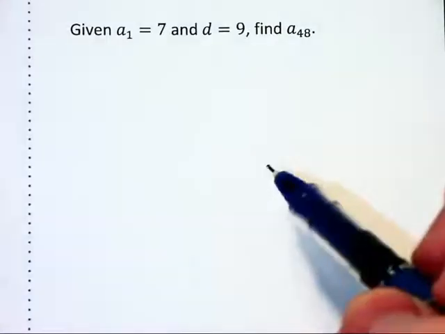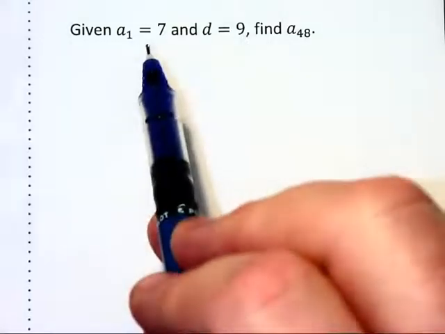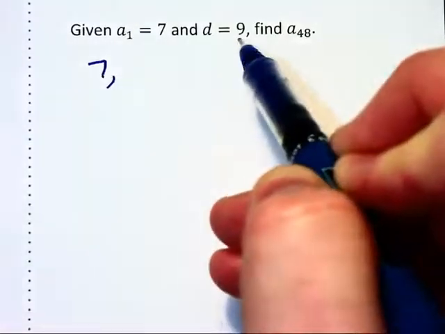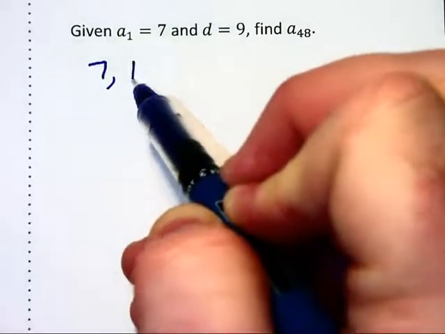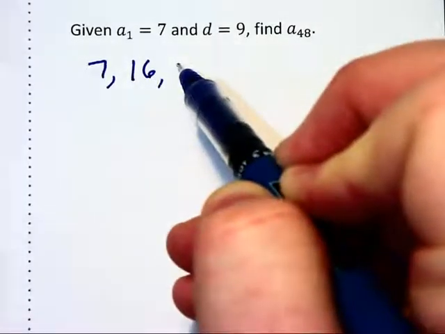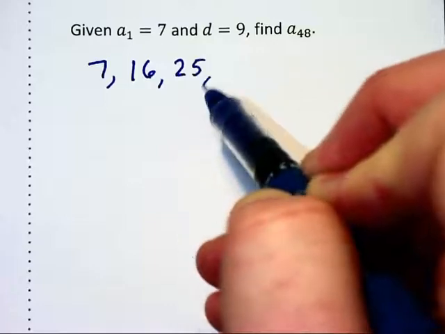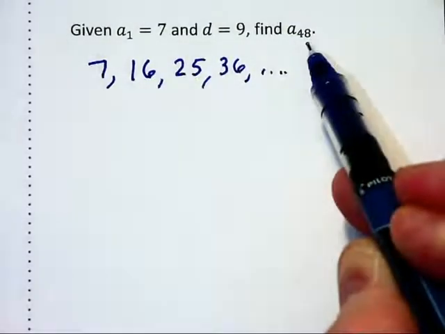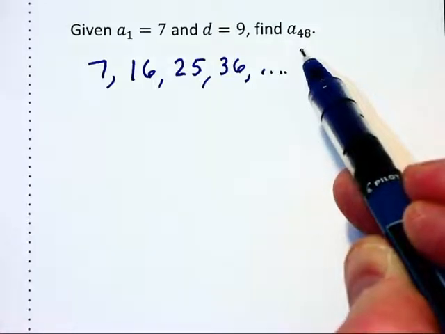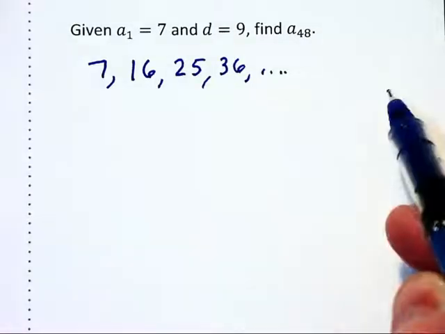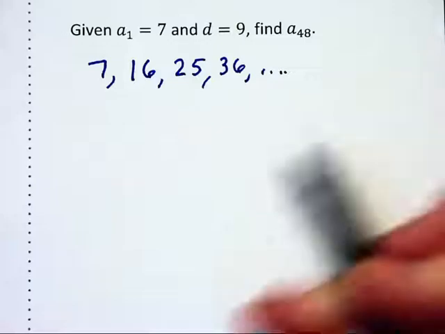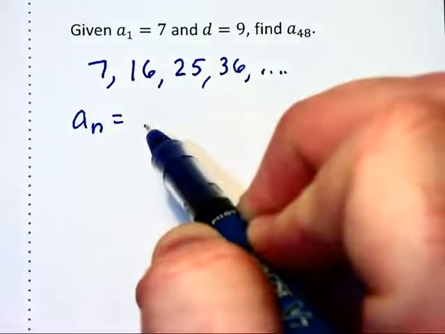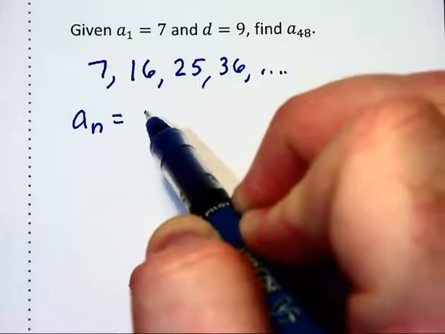In this sequence, we are being told the first term is 7. We are being told that the difference is 9, so we can add 9 to get to 16, add 9 to get to 25, add 9 to get to 36, etc. But we need to find the 48th term, and it's impractical to write out 48 terms to get there. So we're going to use the formula that allows us to find the nth term, which we generated earlier and which you need to memorize.